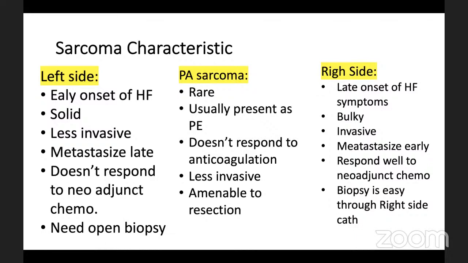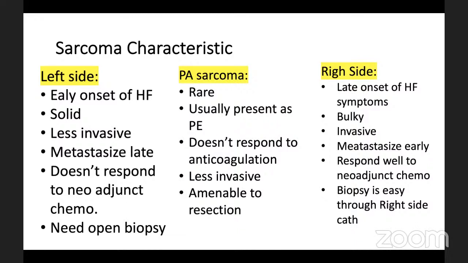As opposed to the left side, they're usually less invasive, a more benign course of tumor. They metastasize very late, so sometimes we can control and resect the sarcoma. Both of them, we can do biopsy for them. And for the right side, it's always recommended to start with neoadjuvant chemotherapy before we send the patient to the OR, because they do respond to chemotherapy. The size will get smaller before we do the surgery.